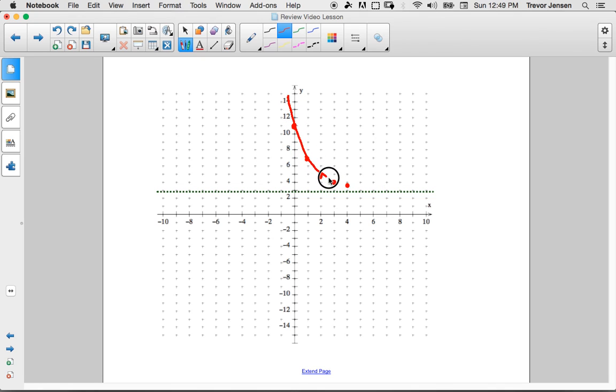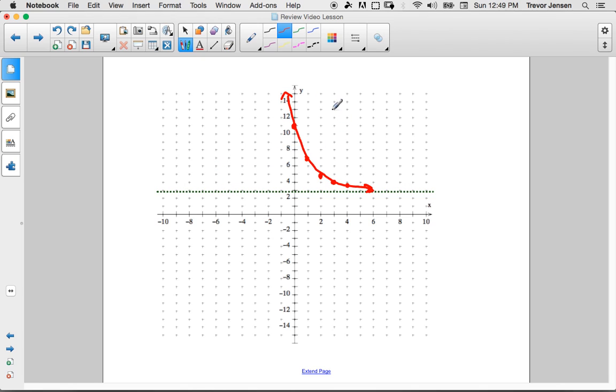As best as you can, make it a smooth curve, and notice that this function is going to get closer and closer to this horizontal asymptote, but it'll never touch it. It'll get closer and closer as we go to the right, but it'll never quite get there, and this will continue off to infinity as we go to the left.